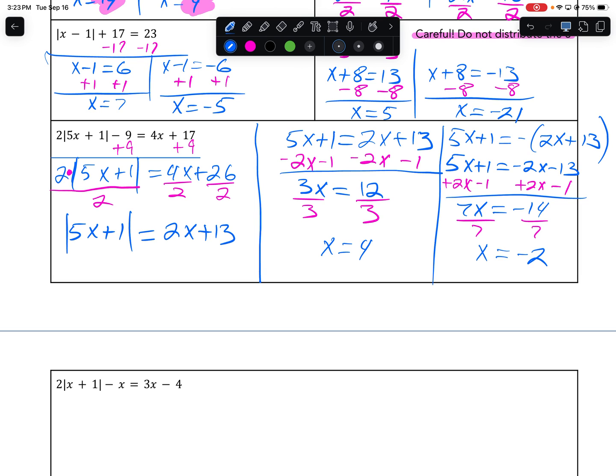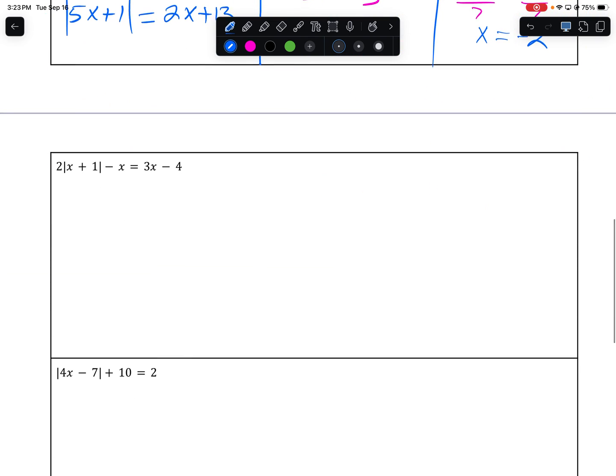So I'm not plugging in because I know they work, right? But the next one, we are going to plug in because we get an extraneous answer. So very first step, I have to get the absolute value by itself. So I'm going to add x over as a very first step. So we get 2 times the absolute value of x plus 1 equals 4x minus 4.